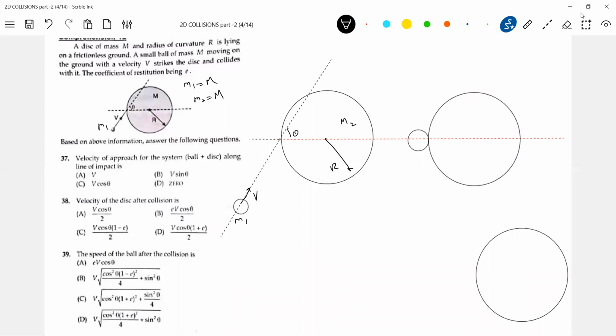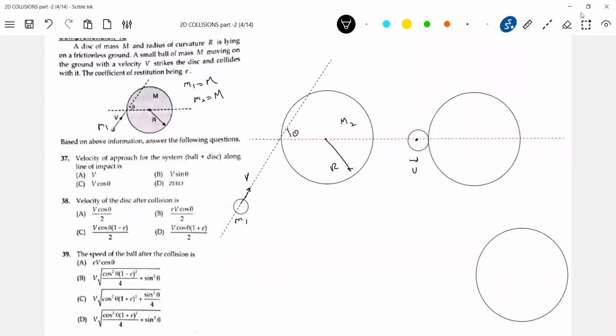Okay, so I'll try to make a guess of this one. What possible can happen after collision? So just before collision, shall we resolve this velocity? Here it is having velocity. One component of velocity will be v cos theta, with that it will approach.